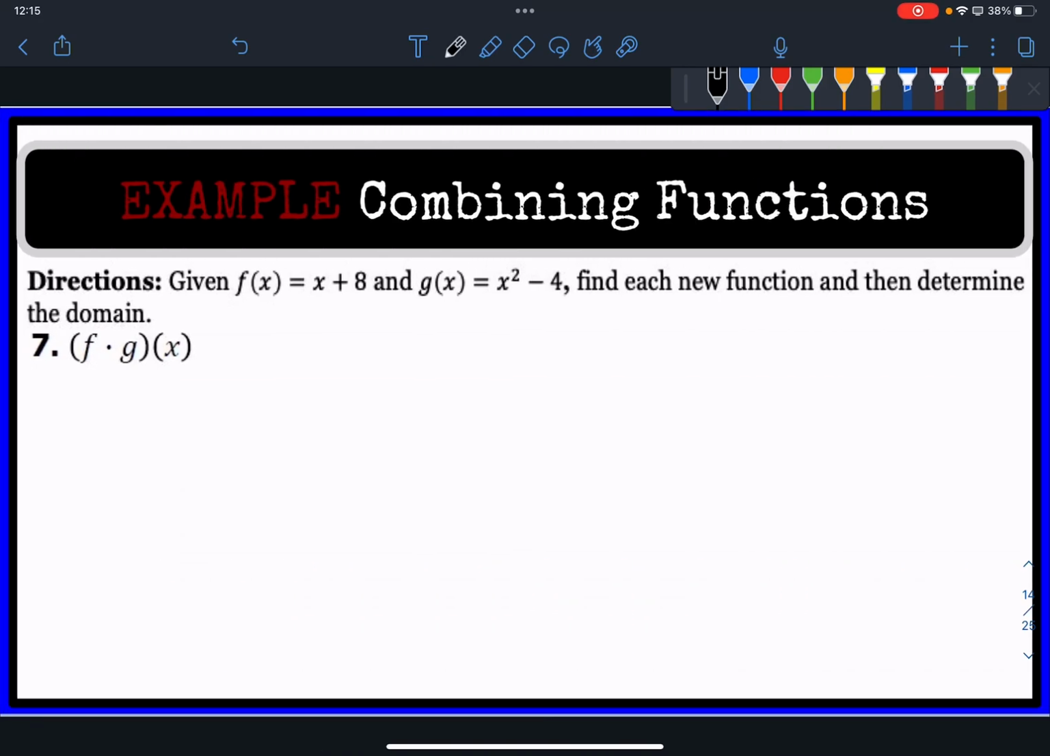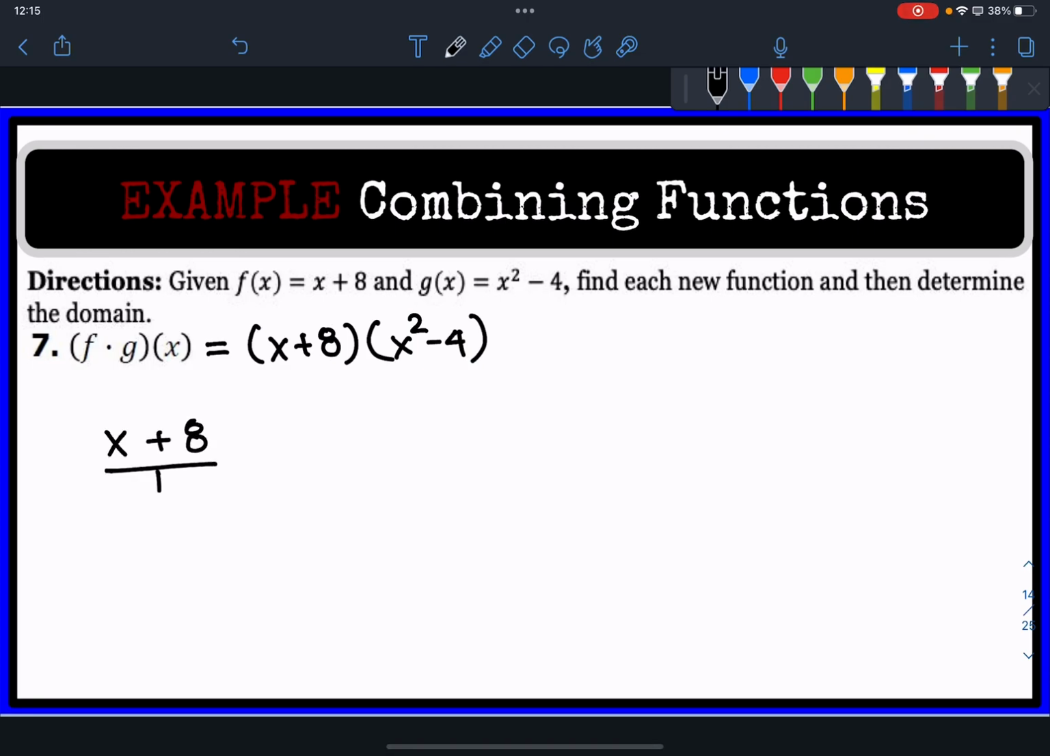Now for number 7, we're multiplying f and g. So f is x plus 8 and g is x squared minus 4. Here, I put parentheses around both of them because, again, I want to multiply all of this with all of g. And instead of using distribution, again, I like my geometry approach to this. And I create a 2 by 2 box, since there's 2 terms for f and 2 terms for g.